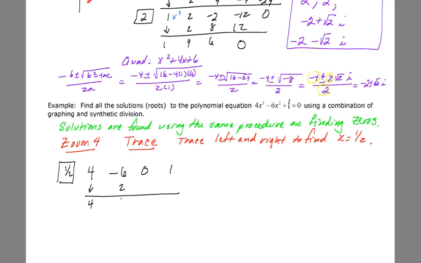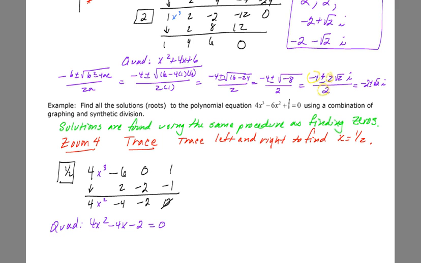1/2 of 4 is 2. 1/2 of that will be -2, and 1/2 of that is -1. Bang! 0 remainder. I expected that to happen. Now let's look at the quadratic. 4x squared minus 4x minus 2. I knew this was quadratic because it started off as a cube. You divide once, you get a square. This one's not going to factor.